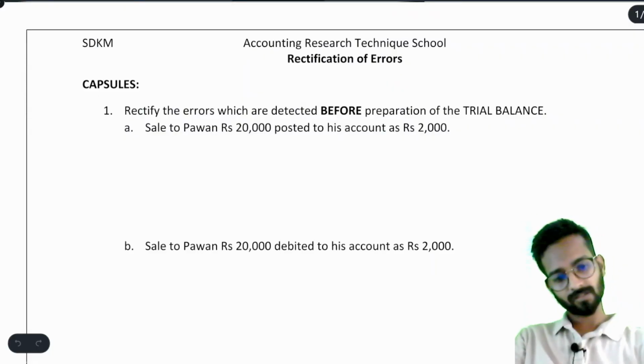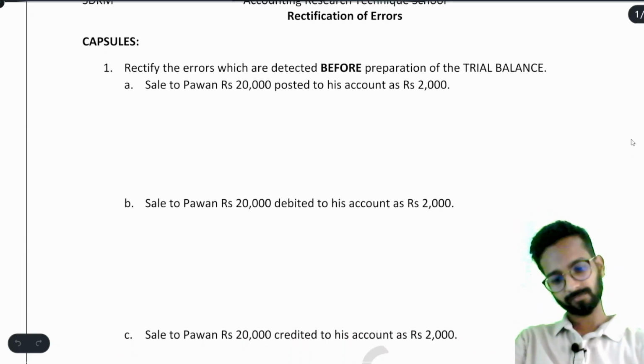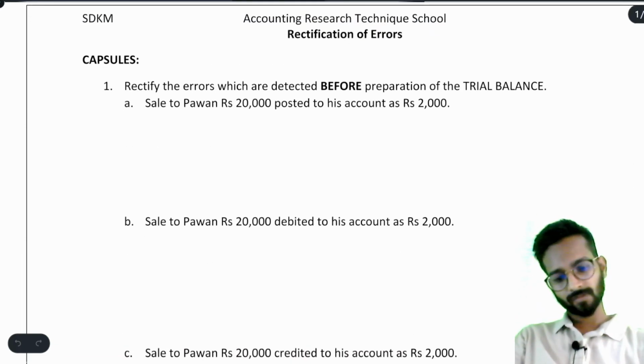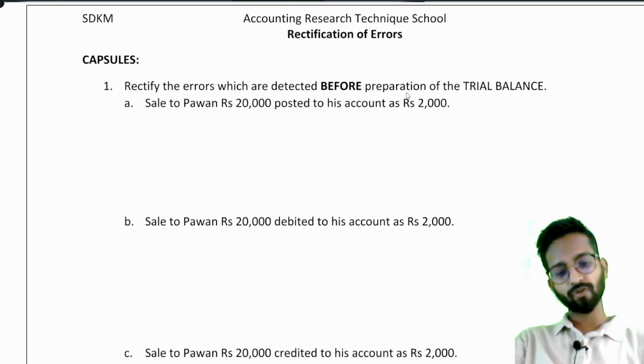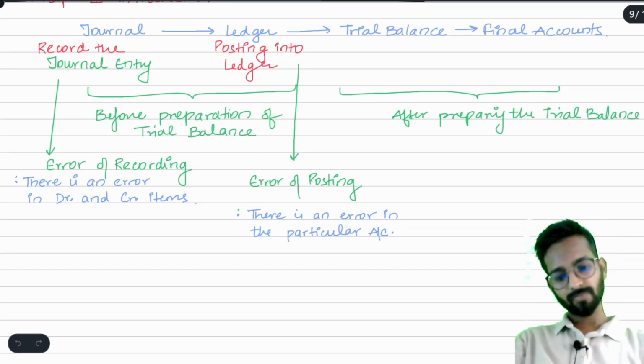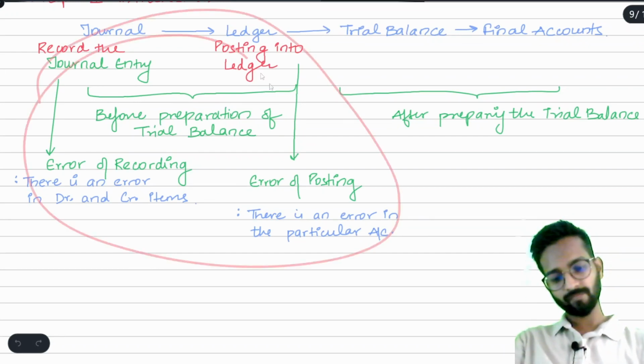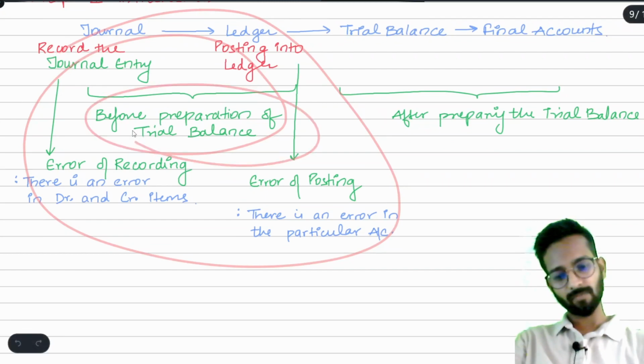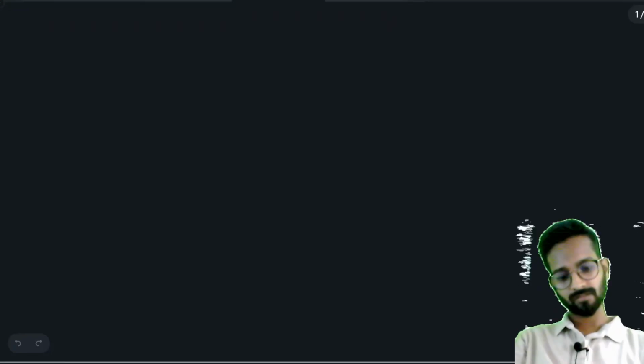Rectification of error, capsules, check. The first capsule we have here is: rectify the errors which are detected before preparation of the trial balance. That is what we were focusing on here, before preparation of the trial balance. Okay, and before preparation of the trial balance, the capsules we have are, check.